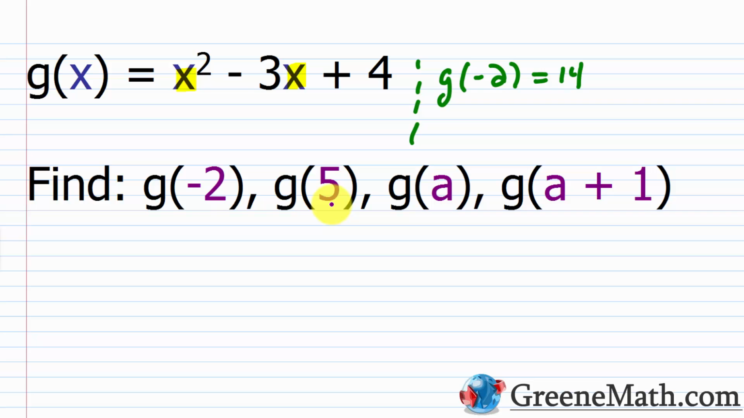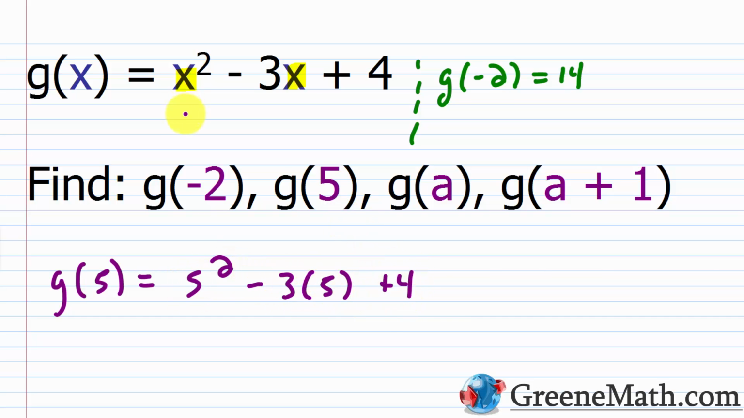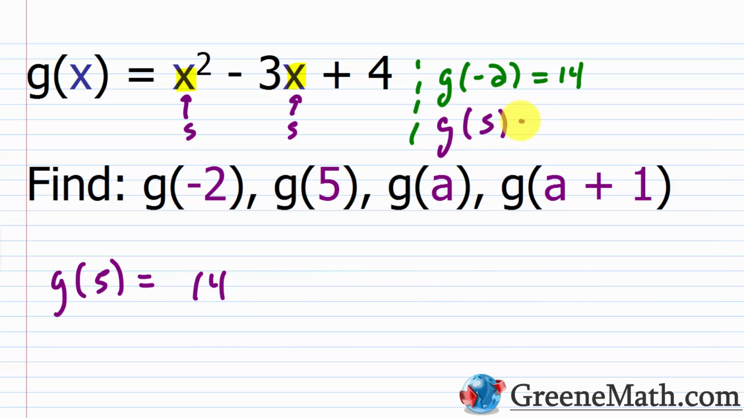So now we have g of 5. Again, all I'm doing is, if I have g of 5, I'm saying what is the function's value when the independent variable x is 5. Okay, so just plug in. You'd have 5 squared, minus 3 times 5, then plus 4. Again, all I did was plug in a 5 there and there. 5 squared is 25, minus 3 times 5, which is 15, and then plus 4. Okay, so 25 minus 15 is 10, and then 10 plus 4 is also 14. So we can say g of 5 is 14 as well.